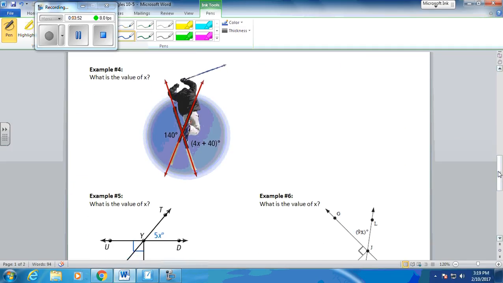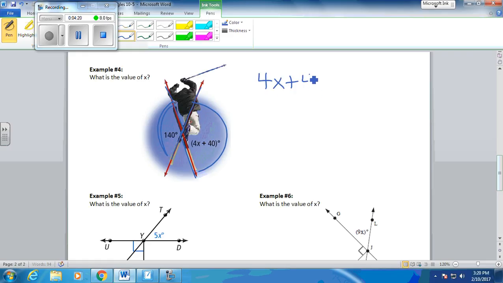Number 4, we're now going to use the concept of vertical angles to write an equation and solve for x. You have a picture of a skier here, and he's showing that the angle on his ski right here is 140, and the angle on his ski over here is 4x plus 40. They are saying that those are vertical angles because they're formed by the same intersecting lines. So those two things are equivalent to each other.